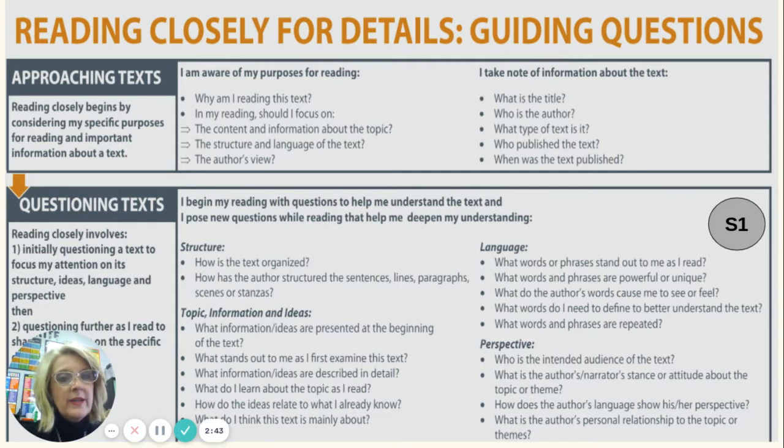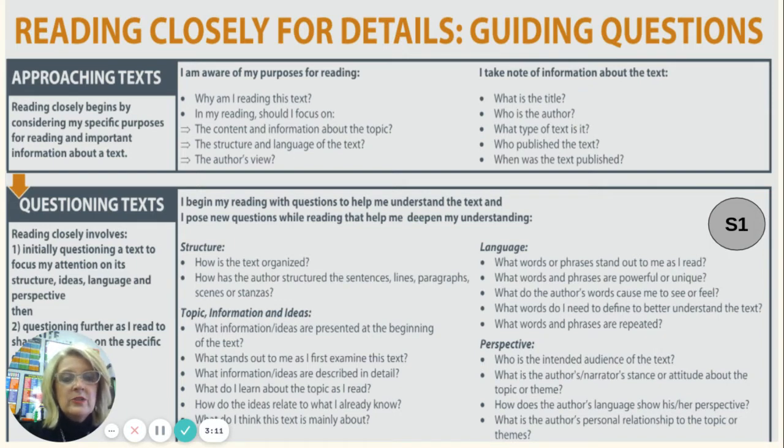When you read informational text, you also want to have some type of question in your mind that you're looking for, something to keep you focused. So the next section says that I begin my reading with questions to help me understand the text. And I pose new questions while reading that help me deepen my understanding, kind of like we've been doing with annotations, how we question the text. So this is going to look just a little different though.